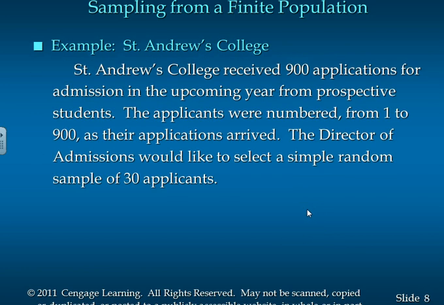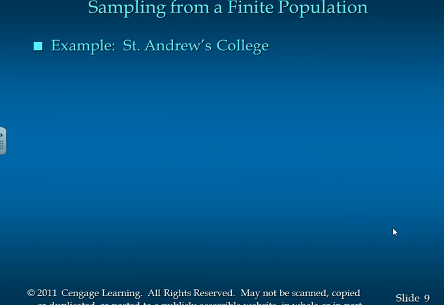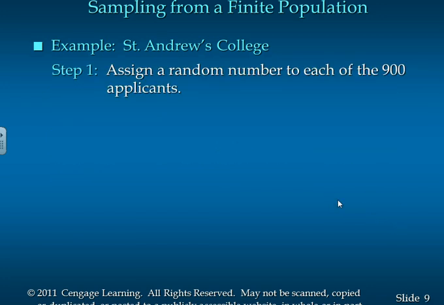St. Andrews College has 900 applicants, so I have a finite group in admissions. We number them 1 to 900, and we select a sample of 30 of the applicants to find out something. Do they have enough money to be here? Whatever it is we need to find out. Assign a random number to everybody.